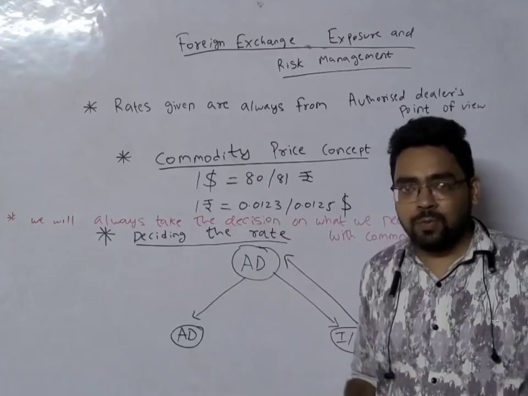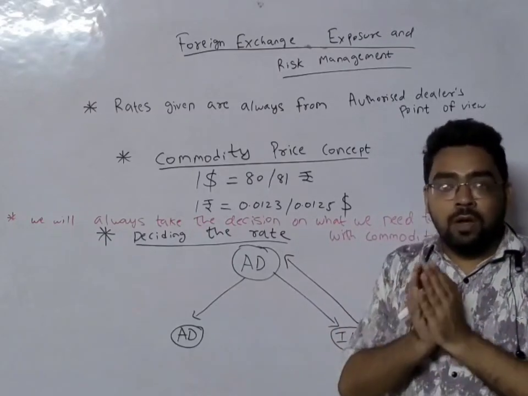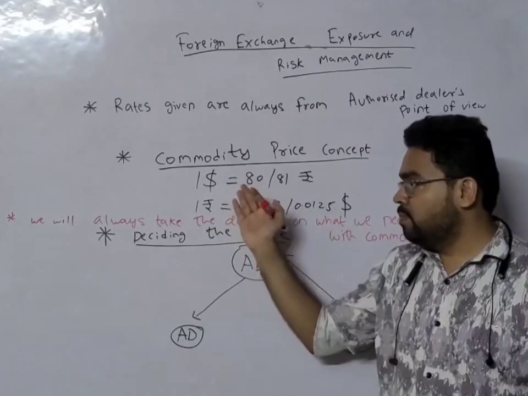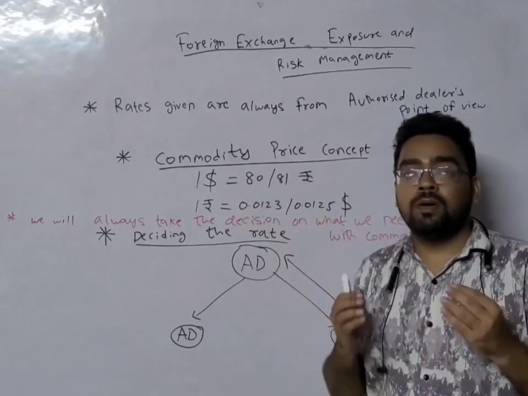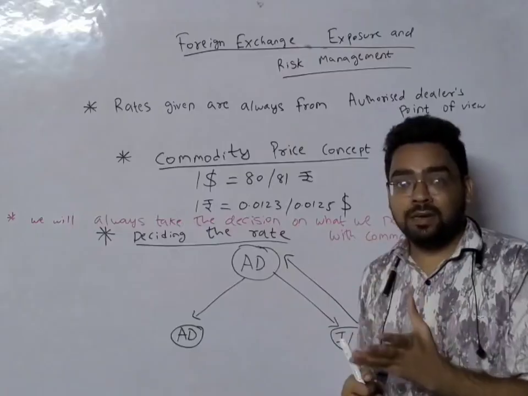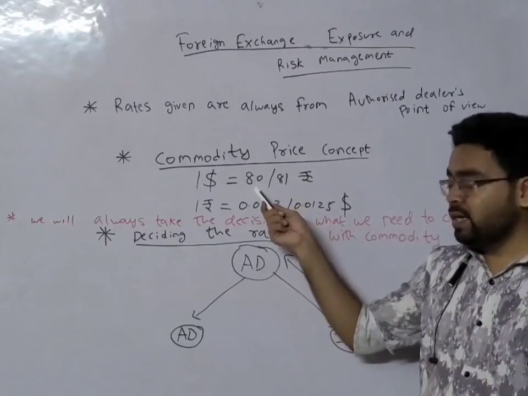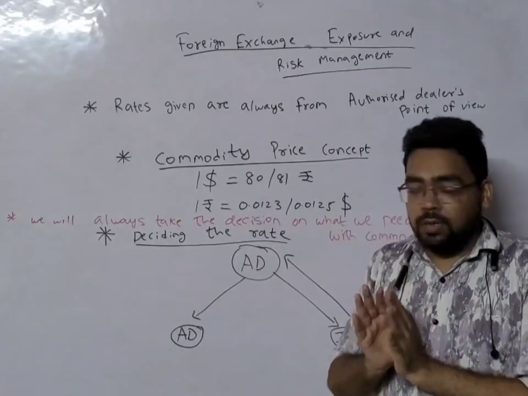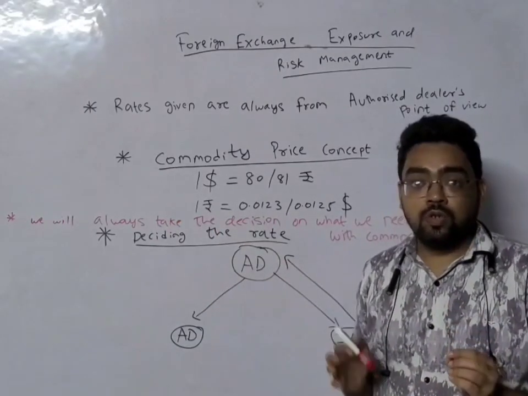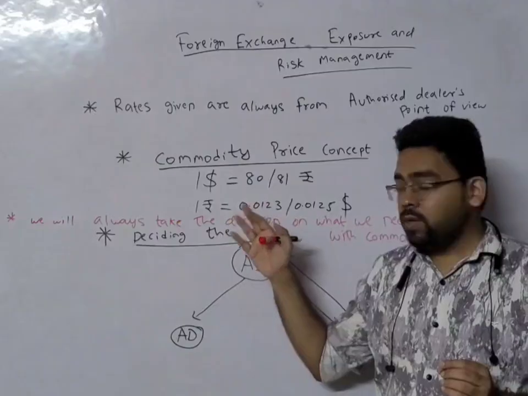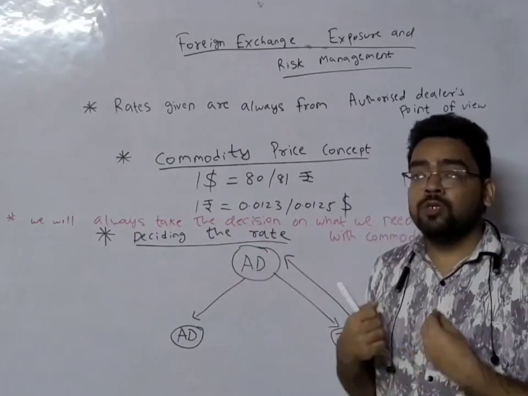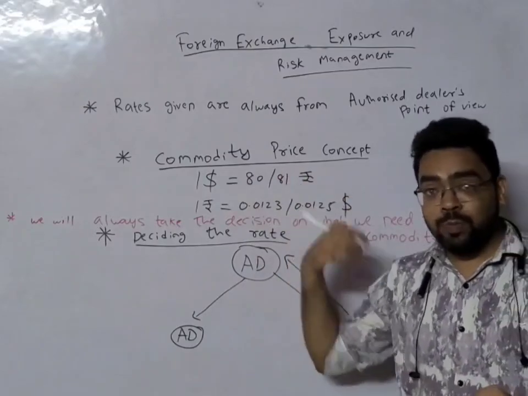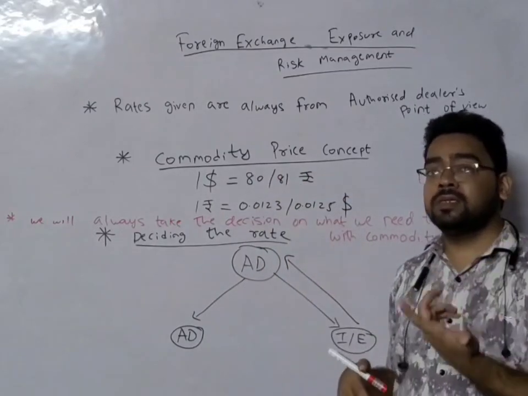Now let's take an example of an exporter. If there is an exporter, he is about to receive $1 lakh. If the case is of the first example, $1 lakh, what will he be receiving? $1 lakh. He will sell that $1 lakh at the authorized dealer's buying rate. But in the second scenario, now the commodity is dollars, but the rate is given in rupees. So we are assuming rupees as the commodity. So if he wants to sell dollars, he will buy rupees. He will buy rupees at the authorized dealer's selling rate.